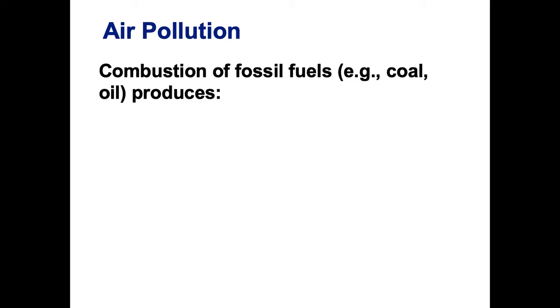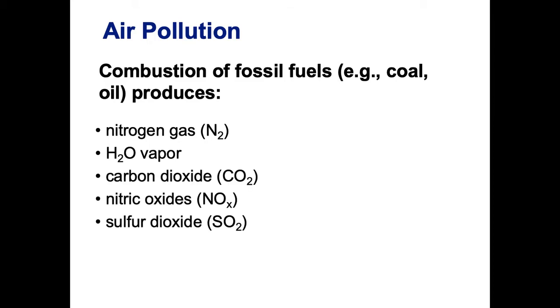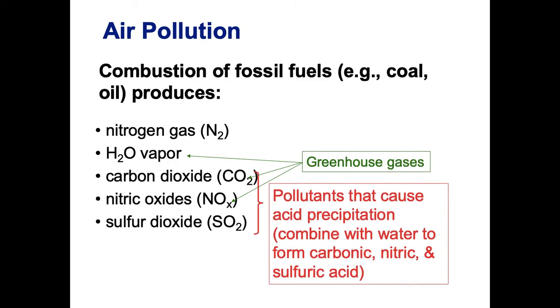The next type of pollution I want to talk about is air pollution. A lot of this comes from combustion of fossil fuels. That creates nitrogen gas, water vapor, carbon dioxide, nitric oxide, sulfur dioxide. And 3 of these are greenhouse gases. And some of these are things that cause acid rain.